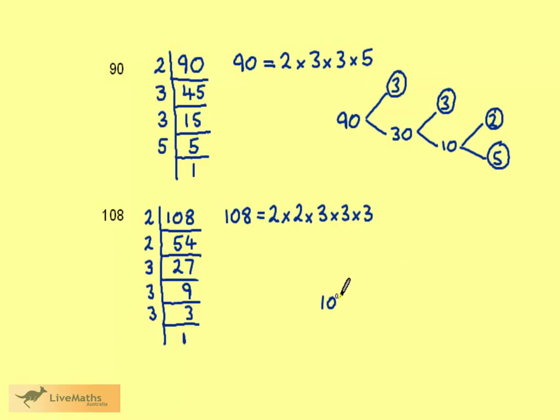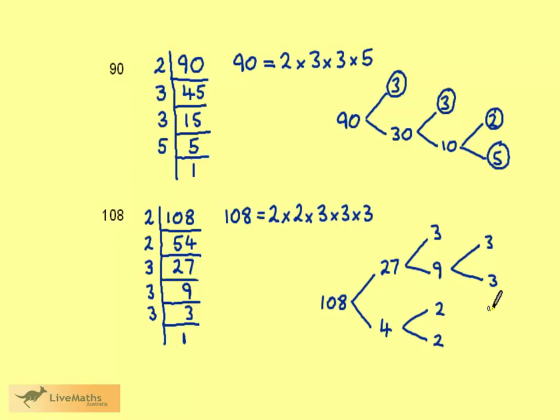Doing the same for 108, we might spot that 108 is 4 times 27. 4 can split into 2 times 2. 27 can split into 3 times 9. And 9 can split into 3 times 3. Note at the end of the tree we have primes, and that they are the same primes that we found using the ladder.